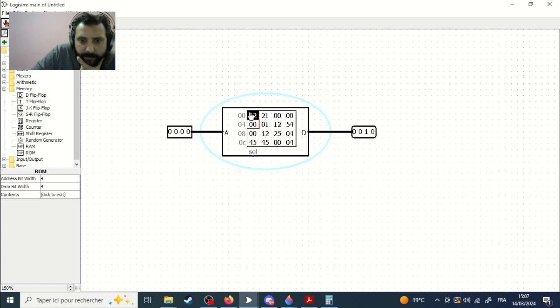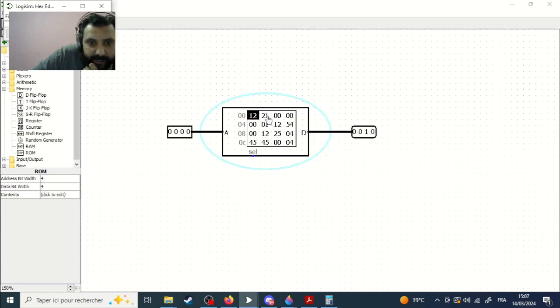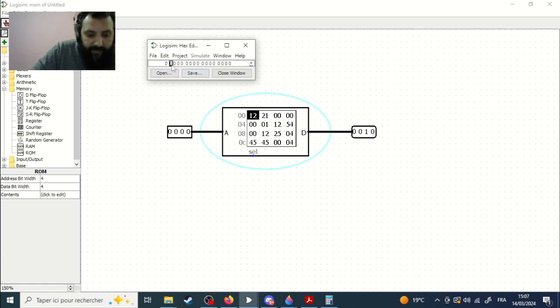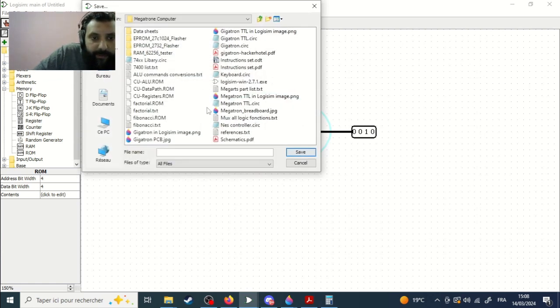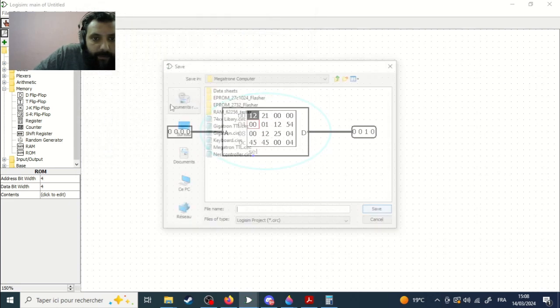Sorry, I have to change something here. Data width is four, and I will change the content here. We have 1, 2, 4, 5. Anyway, random values. Okay, save.